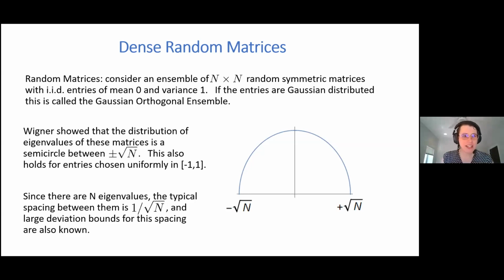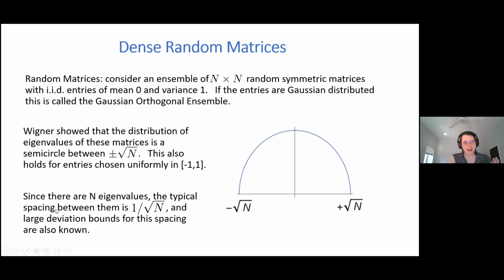And of course, Wigner showed about 100 years ago that the distribution of eigenvalues of these matrices is a semicircle, depending on the normalization I just gave, between plus and minus root n. And it turns out that this spectral density property in random matrix theory depends on just the first few moments of the distribution from which we're choosing the entries. And so a very similar semicircle law holds for entries chosen uniformly in -1 to 1, which will be useful for the argument I'm about to make.